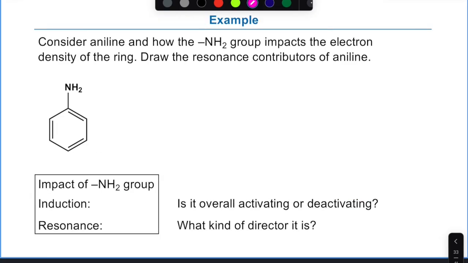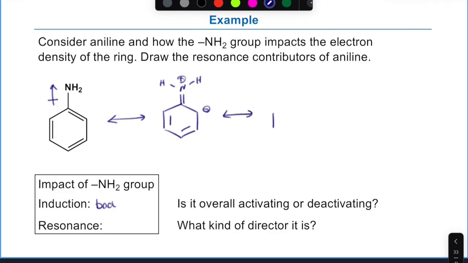And so aniline has this nitrogen group, which is in itself electron withdrawing. So induction, this is slightly bad. But for resonance, this is a great addition to this ring if we want to activate it. Because we can make this resonance form, and we can make another one, and then a repeat of the first one, but on the opposite side.